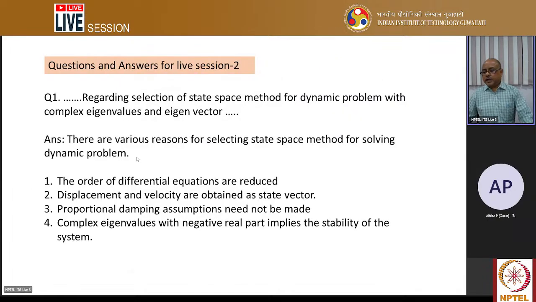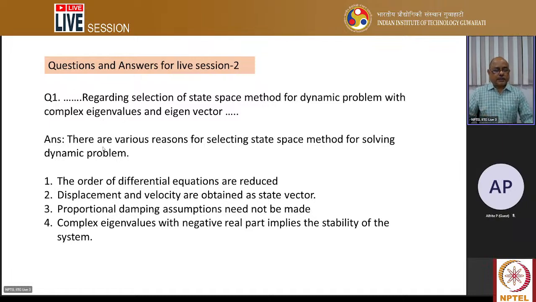So some questions are raised in the Google form that I have collected. First question was regarding the selection of state space method. I have not written the full question, but the thing that is asked is why the state space method was selected, because it gives a complicated method of solution, complicated eigenvalue, complex form, difficult algebra. So why select this thing?